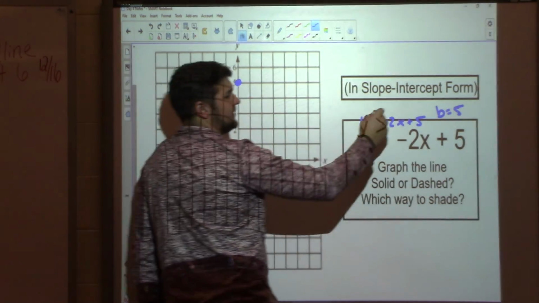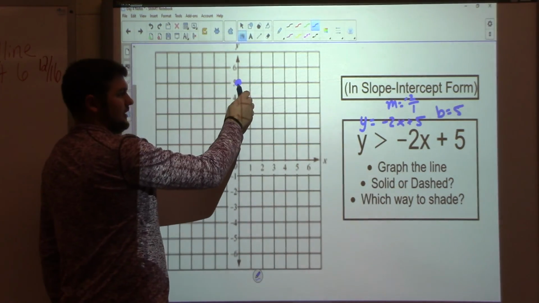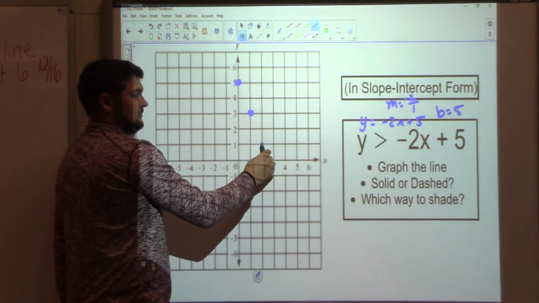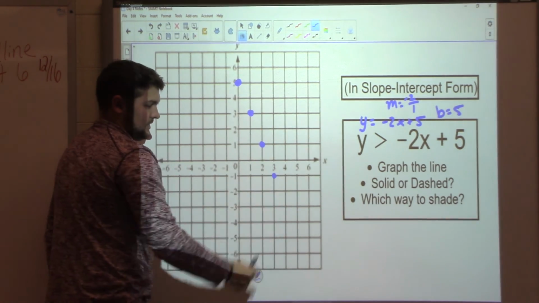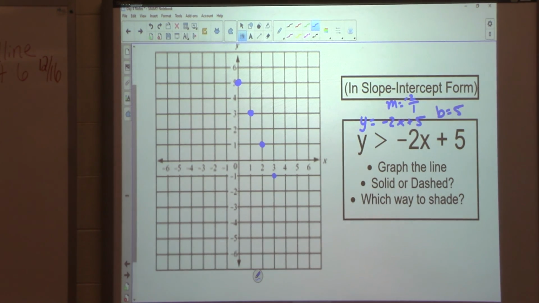What would my slope be? Negative 2 over 1. So I would go down 2 to the right 1. Put enough points where you can draw a line with your straight edge. Now think about it. Is it going to be a solid or a dashed line?